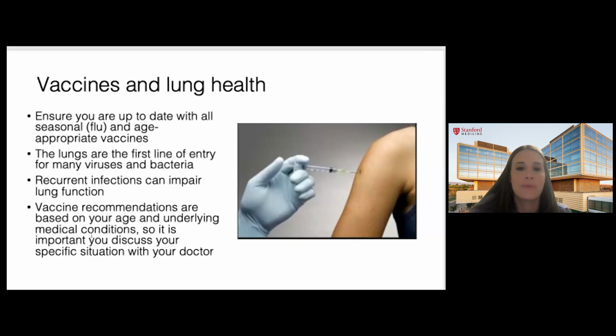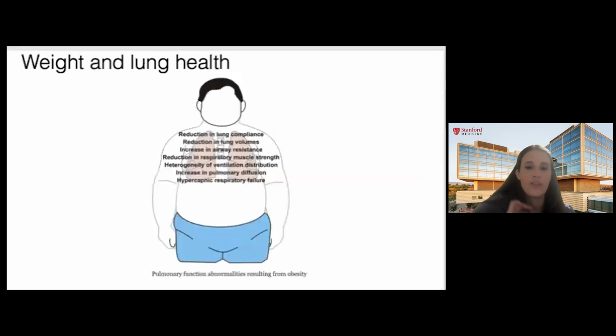I'm not going to talk about specific vaccines, so always talk with your doctor about that. Although I do want to note that all adults with asthma should have a pneumonia vaccine at some point before 65. Most other people can wait till 65, but if you have asthma, you should definitely get at least one before 65. Other things I will talk about with everyone is weight.